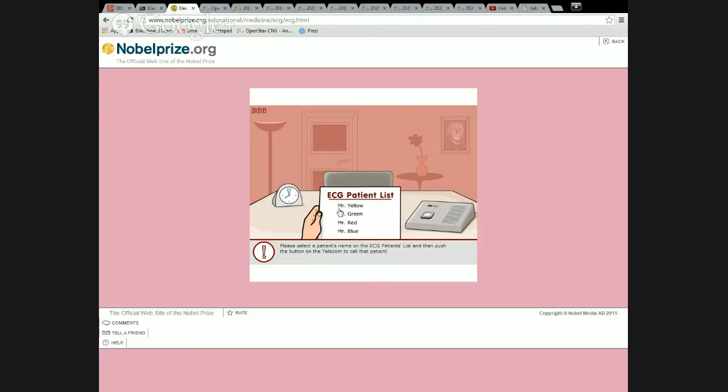So in this game, we have 4 patients that are each named by different colors. You pick one of those patients and hit the intercom button, and he shows up in your office. We know it's Mr. Yellow because he has a yellow tie.